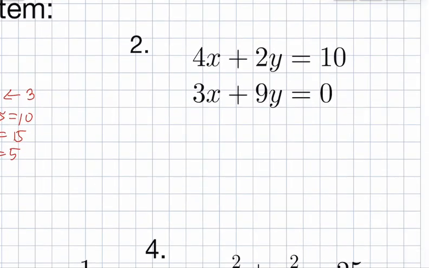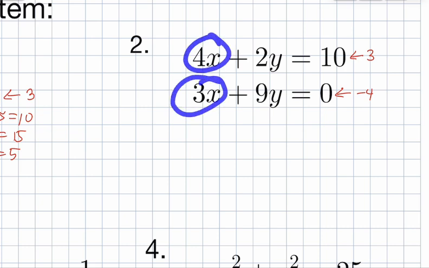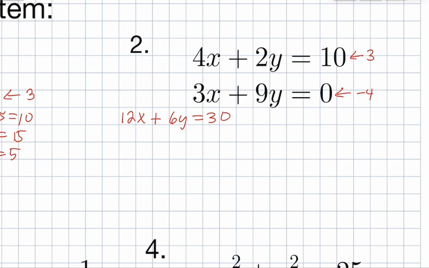I decided to use elimination again for number 2. Let's multiply the top by 3 and the bottom by negative 4. What I'm trying to accomplish this time is to get my x's to be opposites. That will make this a 12 and this a negative 12. We want them to be opposites. Okay, so let's do that. If we multiply everything on the top equation by 3, we get 12x plus 6y equals 30. And if we multiply the bottom equation, everything by negative 4, we get negative 12x minus 36y equals 0.